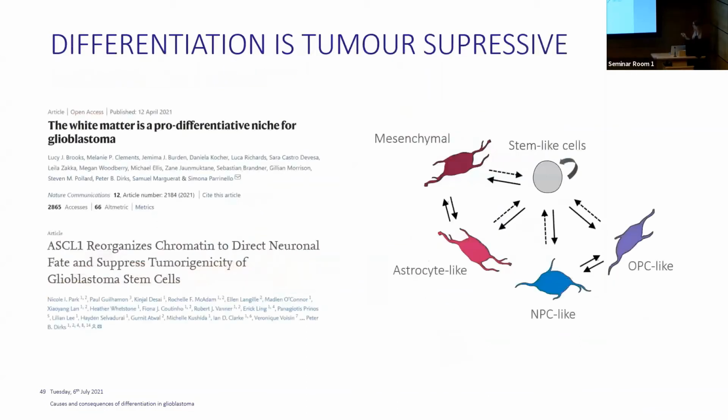It's not just that we've shown this for oligodendrocyte differentiation; this has also been shown for more neuronal-like differentiation. So at least pushing cells towards these more differentiated states is tumour suppressive. But could this have additional consequences for radiotherapy?